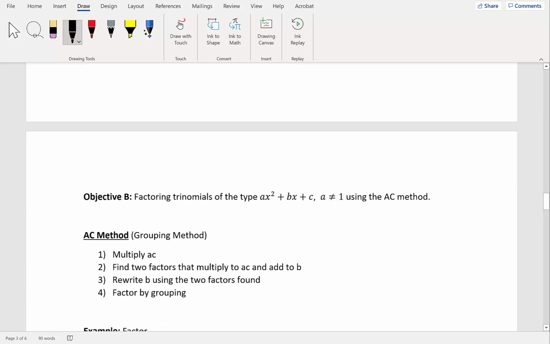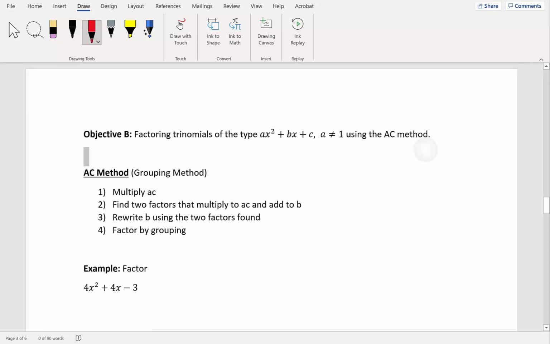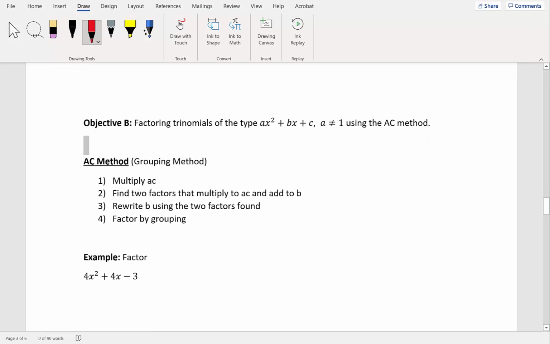So using the AC method, what you're going to do first is multiply your a and your c with each other. Next, you're going to find 2 factors that multiply to whatever the product of AC was, and they have to add up to b. Then you have to rewrite this middle term using the 2 factors that you found. And then you will go ahead and factor by grouping. So you're going to start off with 3 terms, and then you're going to rewrite it into 4 terms. And whenever you have 4 terms, the method that you use for factoring is grouping.